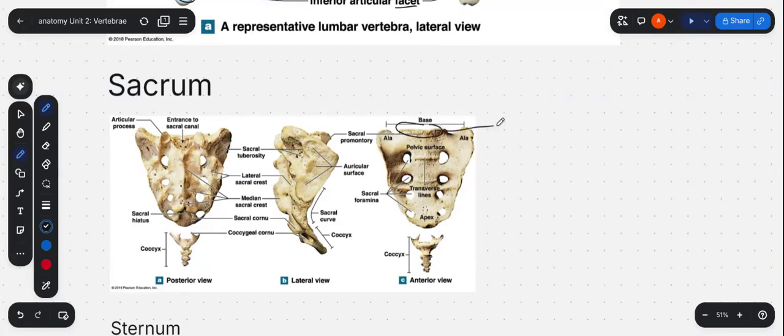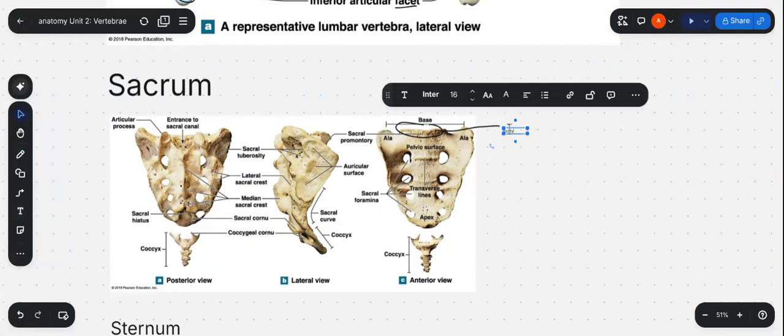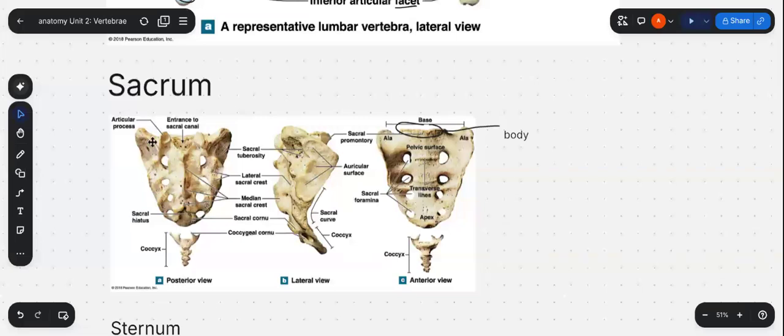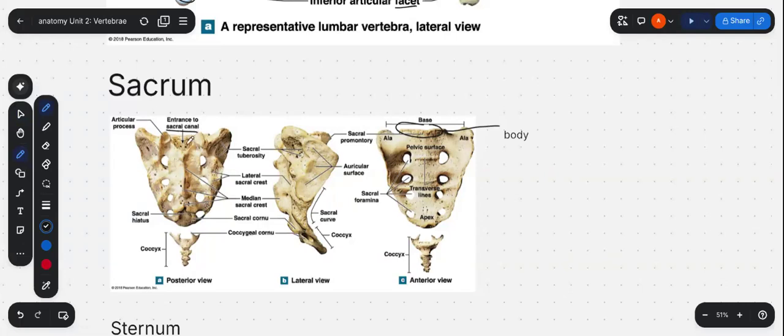It is the top circular portion. So that is going to be your body. Then you have your sacral canal, and you can see that it is labeled over here, sacral canal. If you take a pipe cleaner and stick it down there, you'll see that there is a hole and it is able to go under the bone, and that would be the sacral canal.